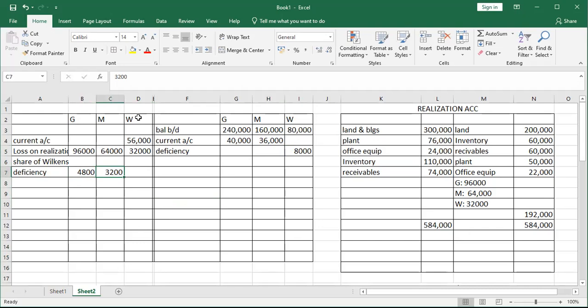If you check W, it is already balanced. That is 88, and on this other side, we have 88. For the other two partners, let's get the balances. On one side you have 280, and on this other side you have 100, 800. So let's get the balancing figure there, and for this other partner, we also get the balancing figure.